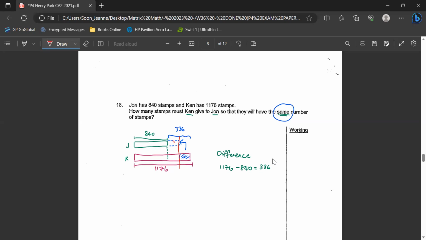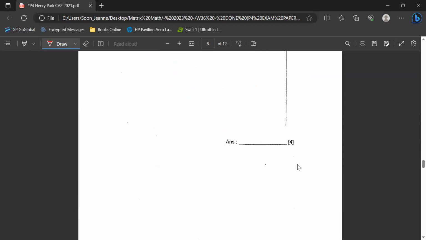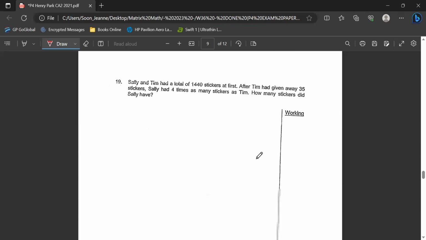So I need to find what this is. You know that 336, I'm going to just split it equally among the two boys. So 336 divided by 2. Your answer will be 168 stamps. So please write down here, finalize your answer in your paper, 168 stamps. Okay, so next question, question 19.